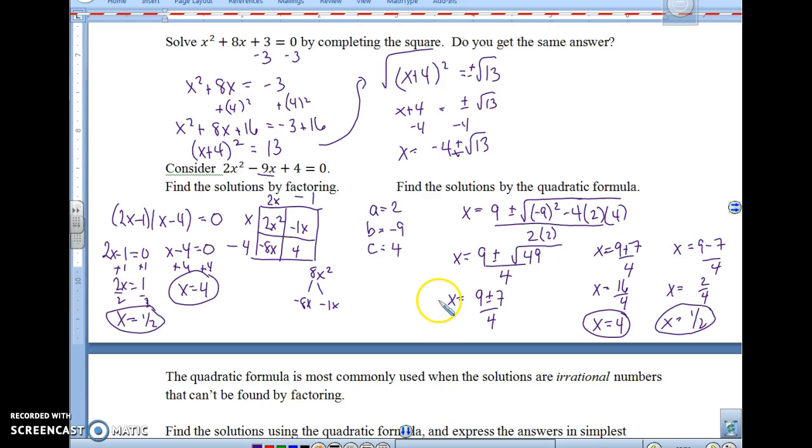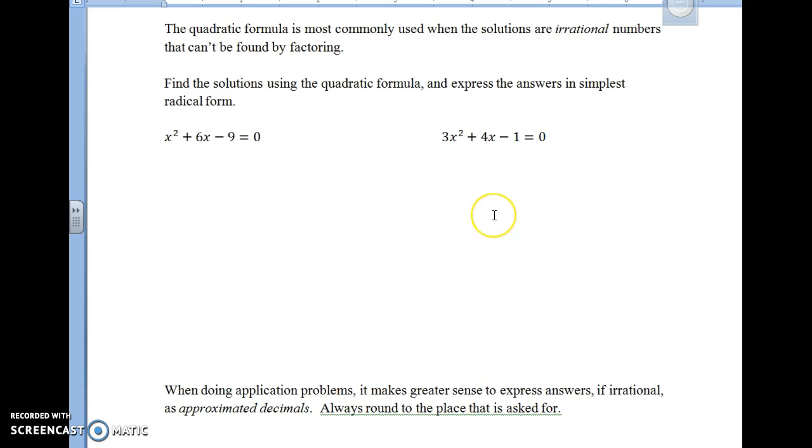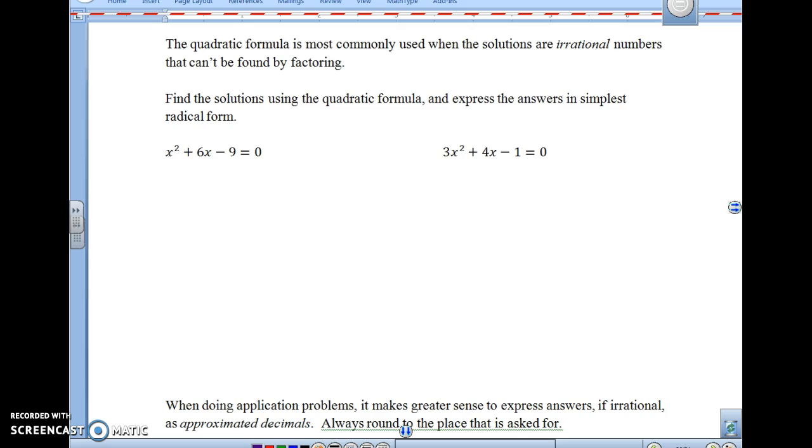The only thing is, usually factoring is faster. So if you do factoring first, then if you can't do factoring, try the quadratic formula, and usually completing the square is the last way to do it. Okay, so the quadratic formula is most commonly used when the solutions are irrational numbers that can't be found by factoring. So usually when you can't factor, use the quadratic formula.